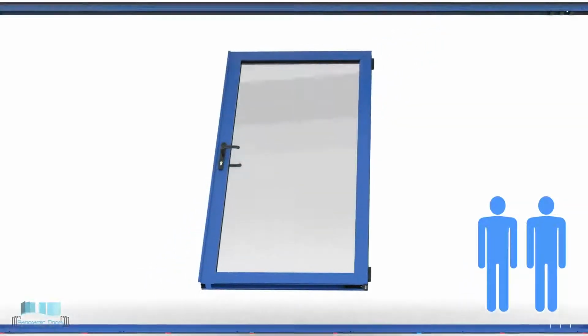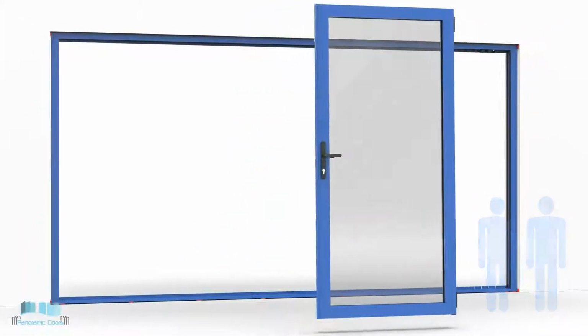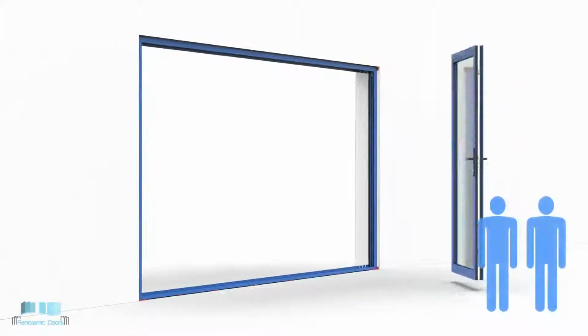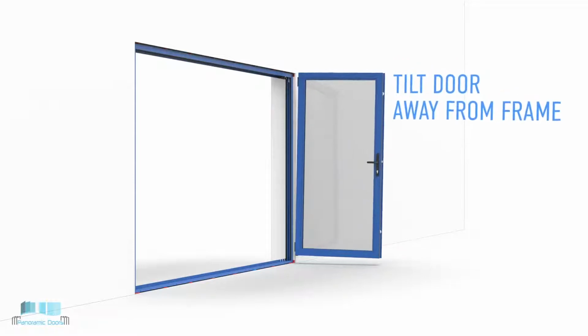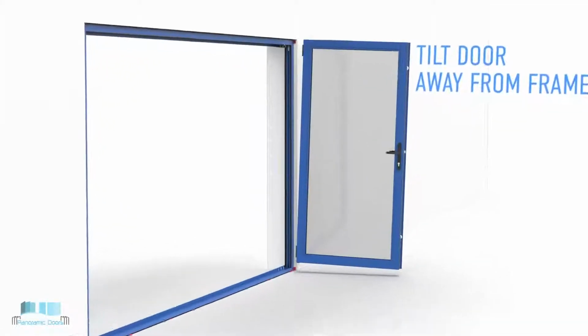Utilizing two people, position the master door at right angles to the frame close to the bottom pivot hole of the track. The door handle side should be farthest from the frame. Tilt the top of the sash away from the frame.